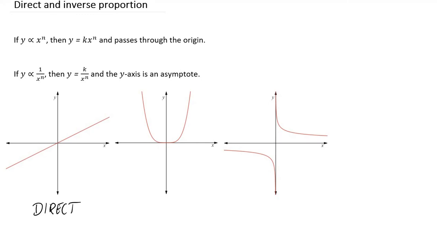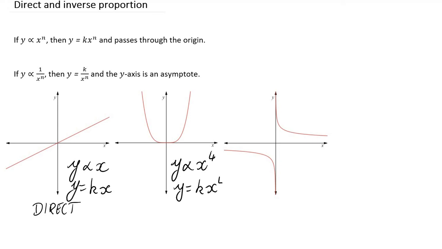the case where the y value can be proportional to, say, x to the power of 4. Right? In that case, what we've got is x to the power of 4 being multiplied by some constant of proportionality, k. The key thing with direct proportion functions is that they pass through the origin. Okay? So both of these are examples of direct proportion.